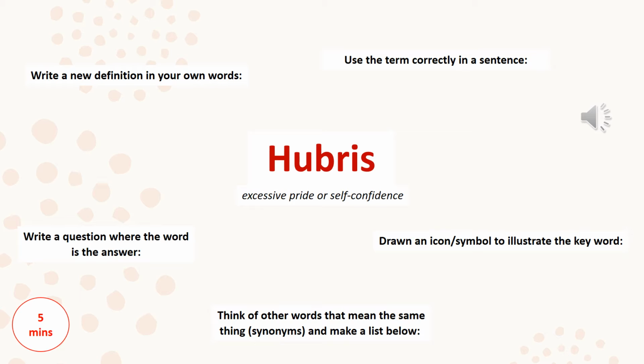For this activity, you need to look at the word hubris, which means excessive pride or self-confidence. You need to write a definition in your own words. You need to use the term correctly in a sentence. Write a question where the word is the answer, and think of any other words that mean the same thing, so a synonym, and make a list. Then you need to draw an icon or a symbol to illustrate the keyword. This should be around 5 minutes.